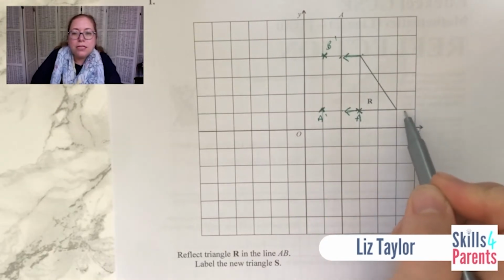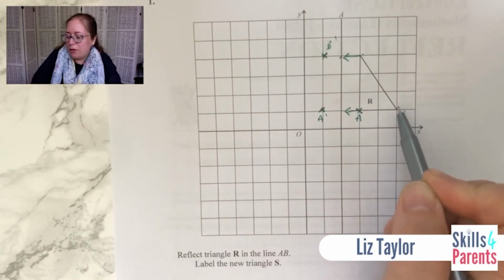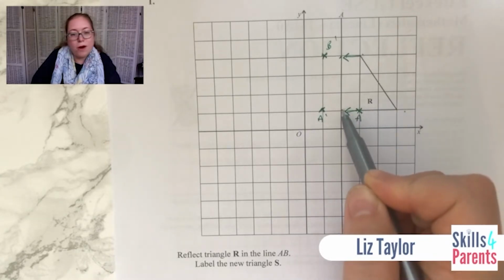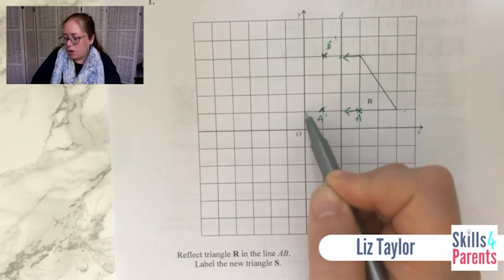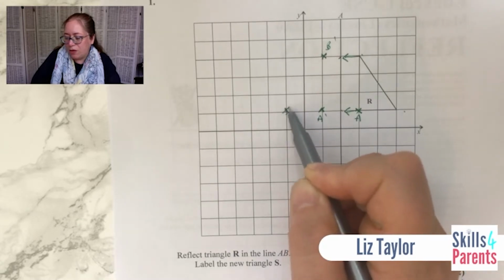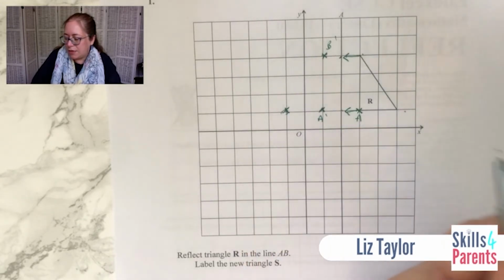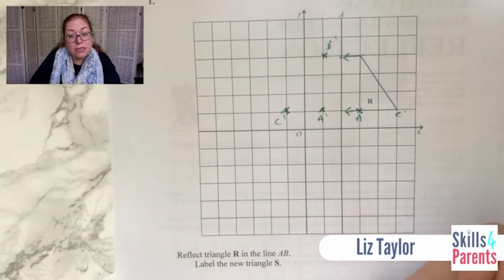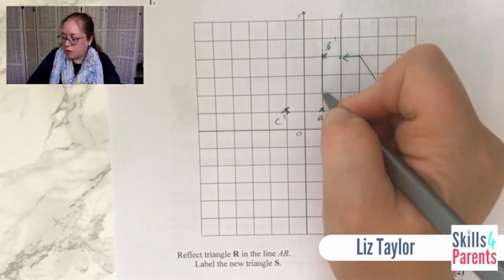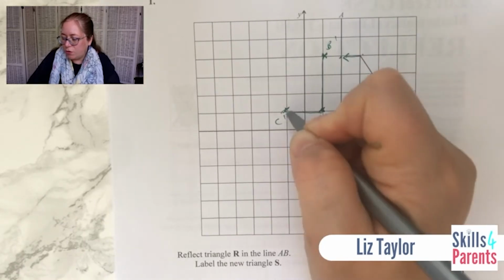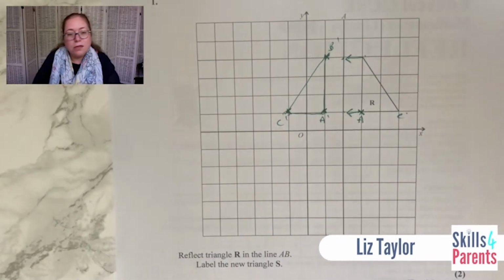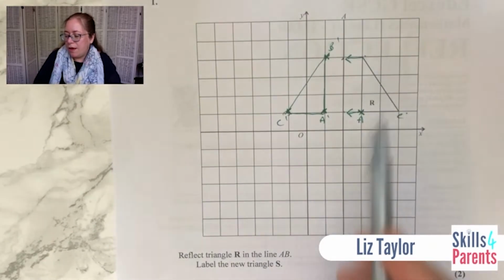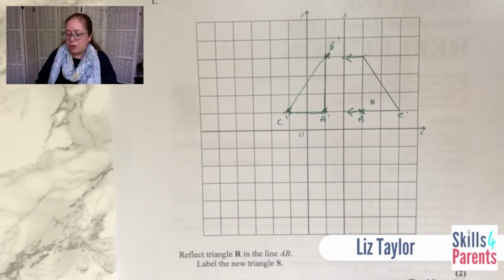And then this one here, we need to count the squares to the mirror line. So 1, 2, 3, and then we go 1, 2, 3 out the other side, and that's then C dashed, like so. And what we've got is a triangle there that has been reflected. So there was our mirror line, and that's where the reflection has happened.